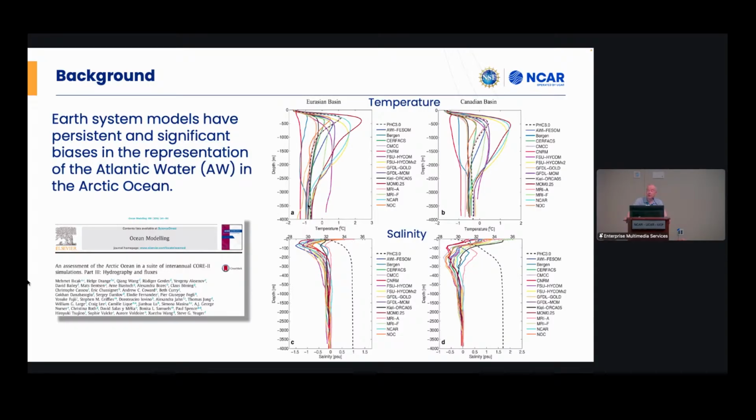Generally, the models are too diffuse, they are too cold and too thick. One exception is our NCAR model. You can see that the light blue line there, NCAR, is one of the really diffuse ones, or thick Atlantic layer, which is actually quite a bit warmer compared to other models.